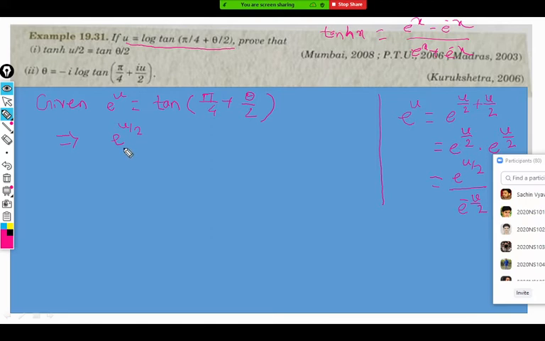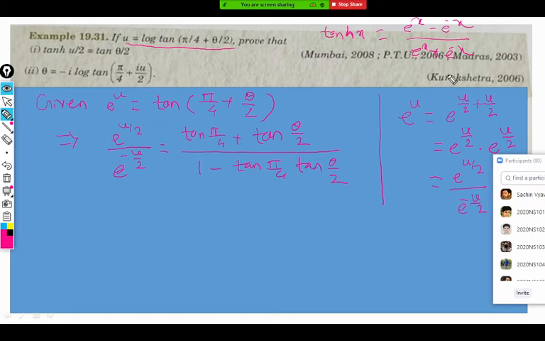So directly I will write it here: e raised to u by 2 upon e raised to minus u by 2 is equal to, now let me convert, because on the RHS we want only tan theta by 2. So we use the tan of a plus b formula: tan a, that is tan pi by 4, plus tan b upon 1 minus tan a tan b. So we just use that formula. Now this part we have to convert as e raised to u by 2 minus e raised to minus u by 2 upon this part, this way.